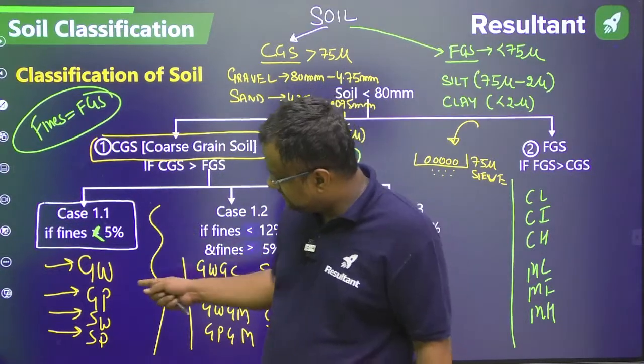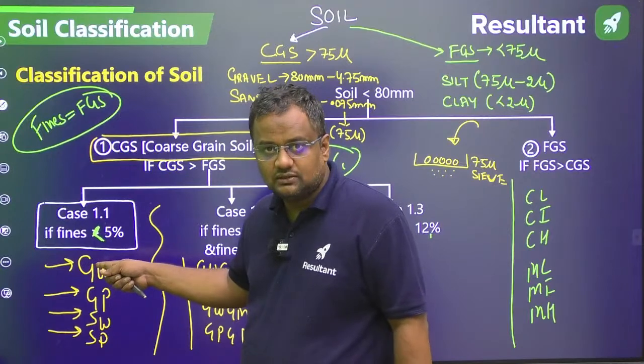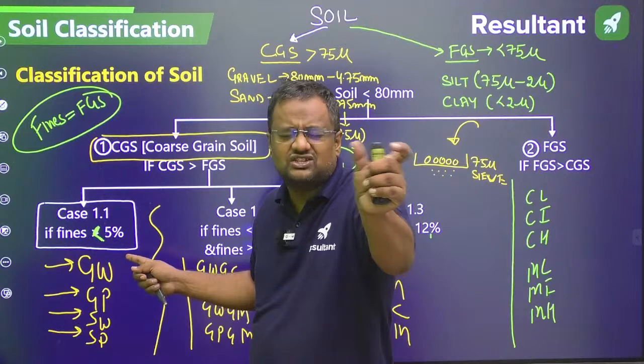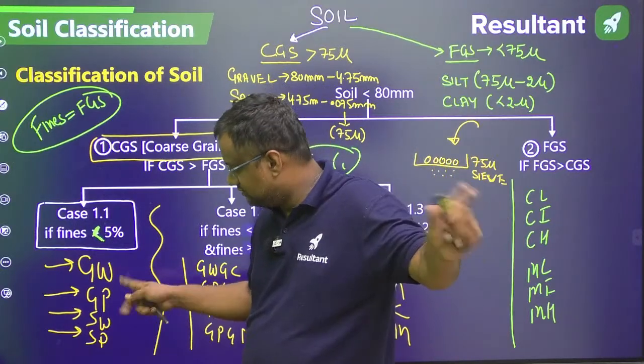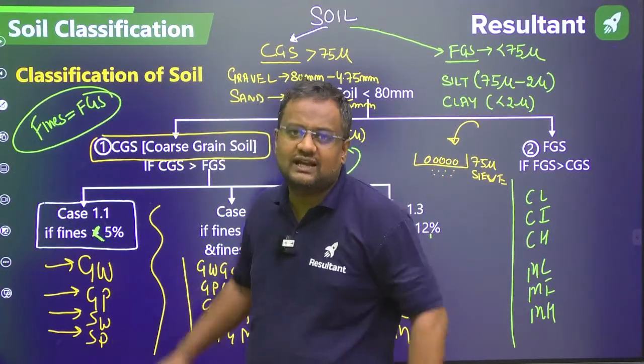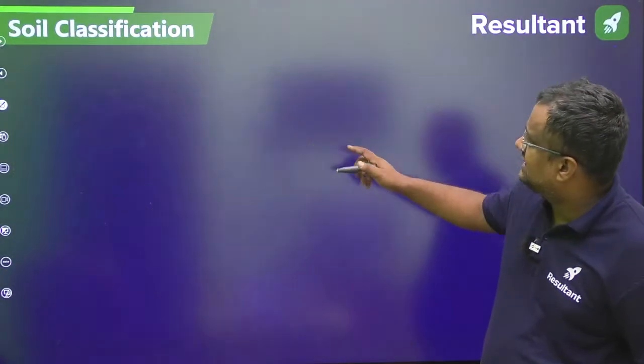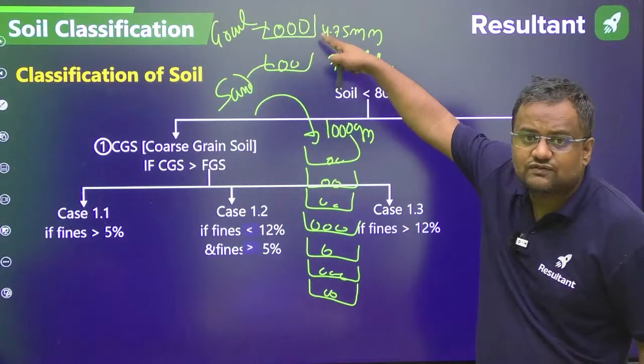So, how will the name be formed? If gravel is more, it will be G. If sand is more, it will be S. If CU and CC are in the range already, it will be W, otherwise it will be P. So that we can identify. Now, guys, gravel and sand we can identify like this from sieve.